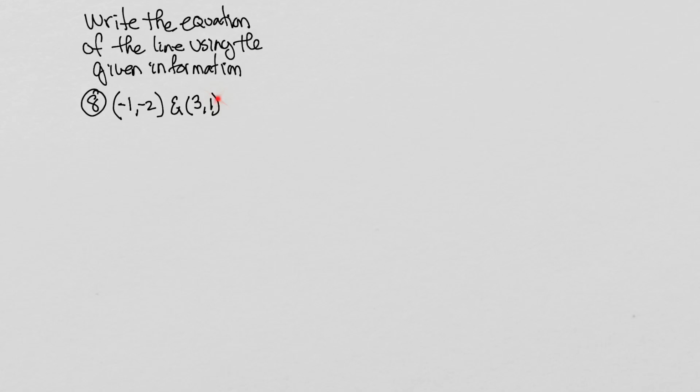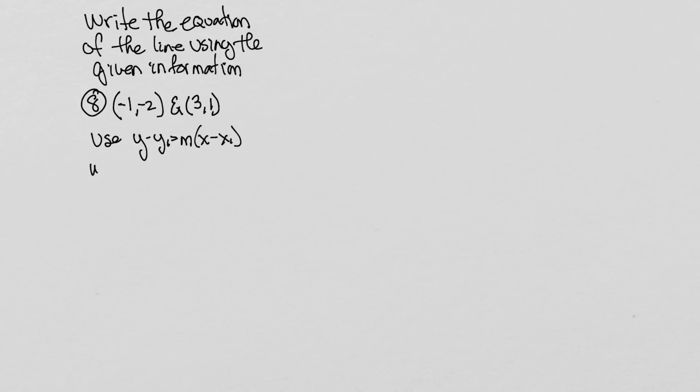Let's get the equation of the line that passes through these points. We're given 2 points, no slope, so we'll have to go get the slope. But in order to do this, we need a template to use. And I think we should use the point slope template, which is y minus y1 equals m times x minus x1.